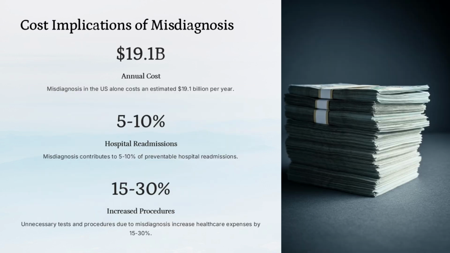The high cost of misdiagnosis is a significant issue in the U.S. healthcare system, with an estimated annual cost of $19.1 billion. Misdiagnosis contributes to 5 to 10% of preventable hospital readmissions, which adds further strain to the healthcare system. Unnecessary tests and procedures due to misdiagnosis can increase healthcare expenses by 15 to 30%, further driving up costs. Addressing the problem of misdiagnosis is crucial to improving patient outcomes and reducing the financial burden on the healthcare system.